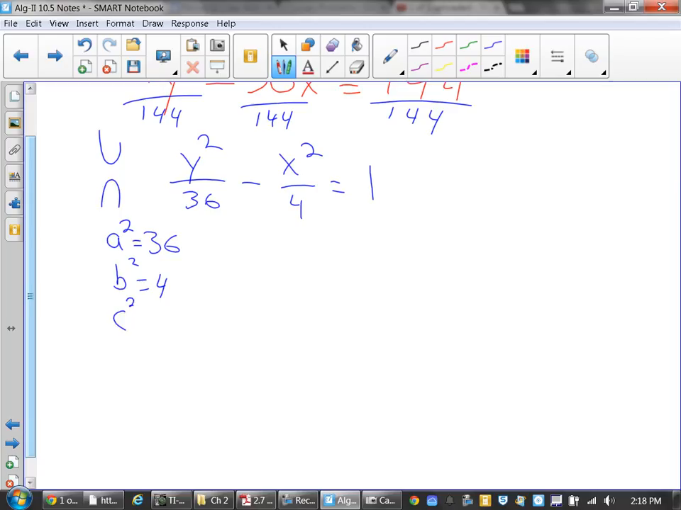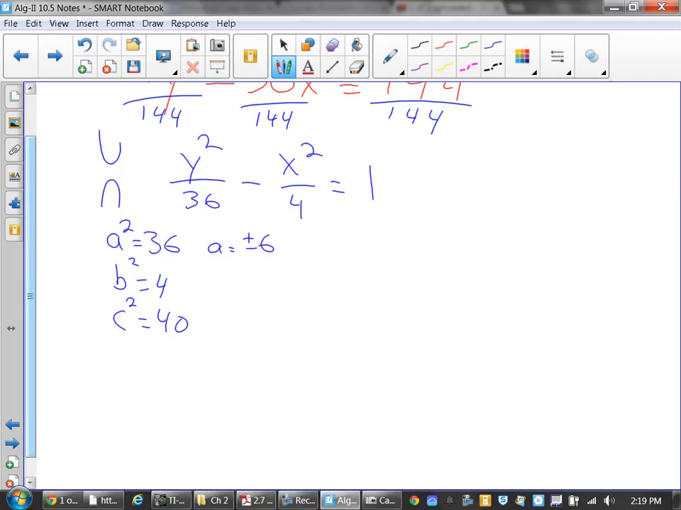So what's c squared going to be? 36 plus 4 is 40, which is 2 root 10. Just messing with you, it's making you think twice. Plus or minus? So what's your a value? 6. Plus or minus 6.